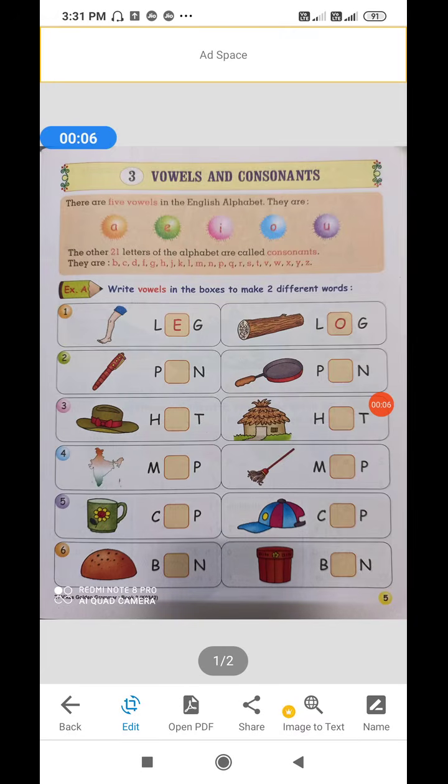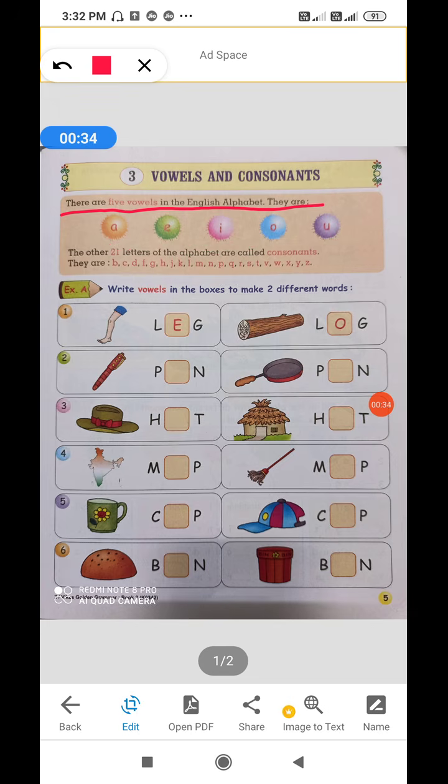Welcome back. Today we are going to start a third topic from English grammar: vowels and consonants. There are 5 vowel letters in the English alphabet. They are A, E, I, O, U. Repeat with me: A, E, I, O, U. These are the 5 vowels in the English alphabet.